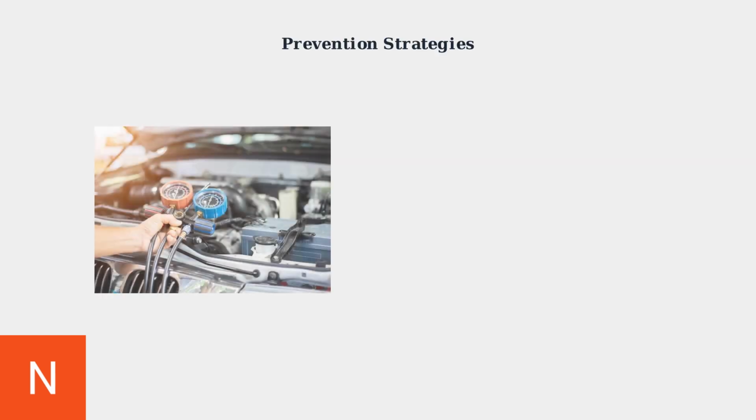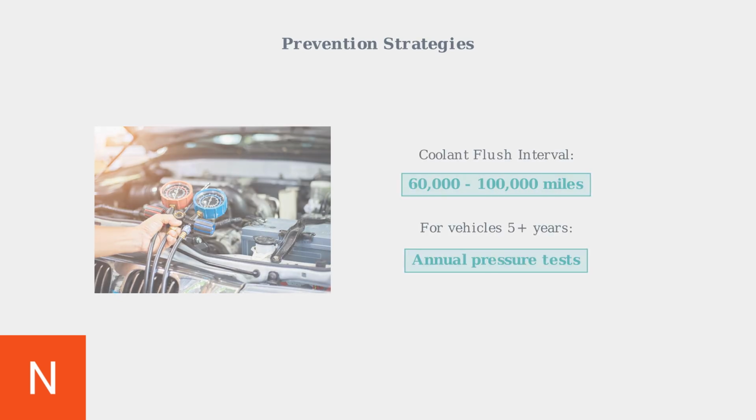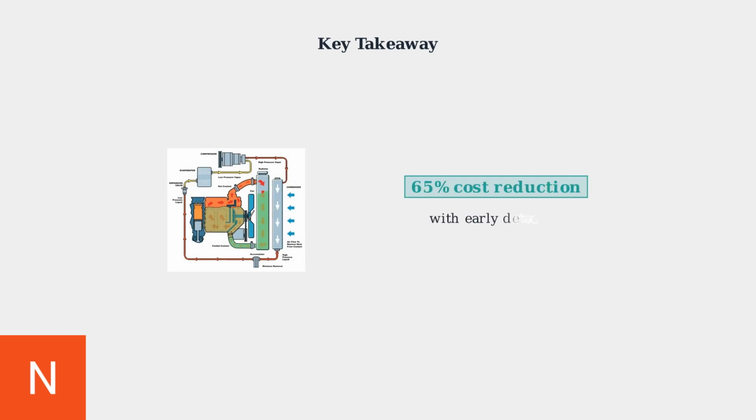Prevention is key to avoiding costly repairs. Perform coolant flushes every 60,000 to 100,000 miles. For vehicles over 5 years old, annual pressure testing can catch problems early and save thousands in repair costs. Early detection through proper diagnostics can reduce repair costs by up to 65%. Regular maintenance and prompt attention to coolant loss will keep your cooling system running efficiently and prevent costly engine damage.